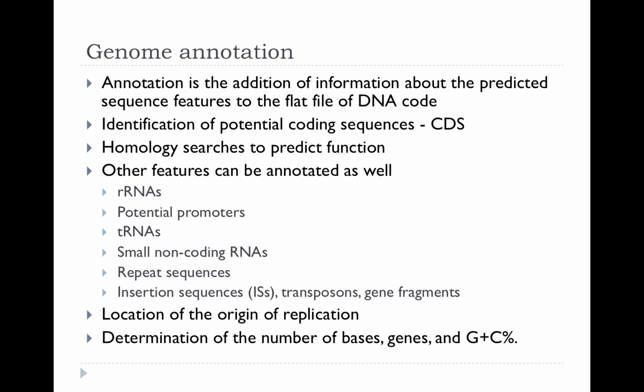So it's the addition of this information that we might call the metadata about the sequence that actually provides information that's usable by humans instead of just this list of A's, C's, T's, and G's. So one of the chief early tasks of annotation is to predict what are the genes, the protein coding genes. And we sometimes use the jargon term CDS, for coding sequences, here to describe that.